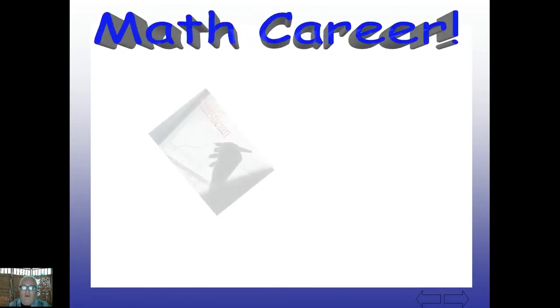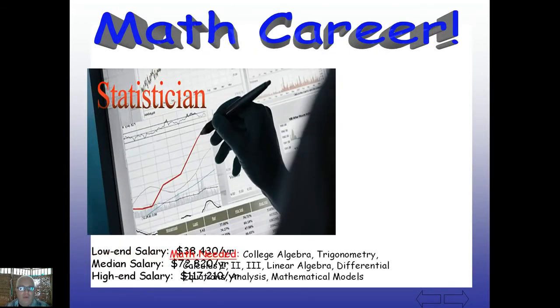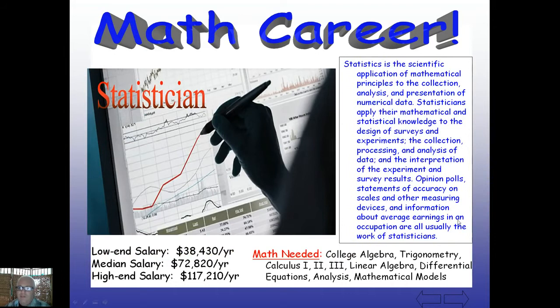Alright, here's a math career for you. A statistician. Statistics is the scientific application of mathematical principles to the collection, analysis, and presentations of numerical data. You can read more there as you'd like, all the way down from collection and processing, analysis of data, interpretation, opinion polls, and so on. Here's your salaries, and there's your math needed there at the bottom.